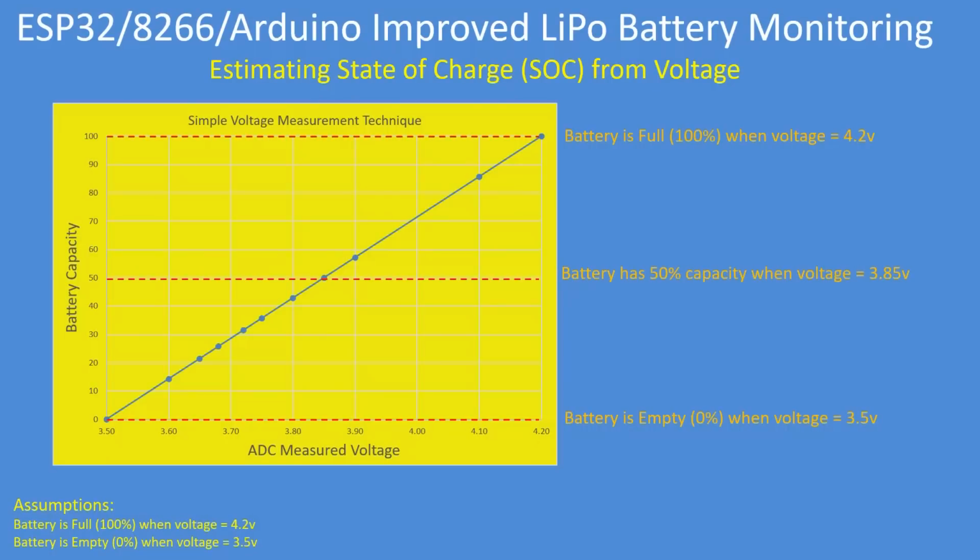So conventionally, we would measure battery voltage, measure 4.2 volts and say the capacity is 100%, or measure 3.85 volts and say the capacity is 50%, and when it gets down to 3.5 volts we'll assume the battery is empty. That sort of works, but actually it's not very accurate.